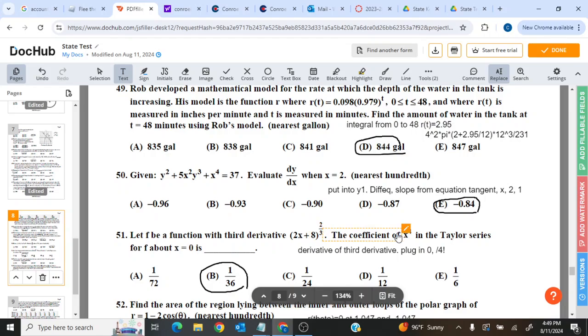And then, like we said, you have to divide it by 4 factorial, because that's how Taylor series works. And if you do that, you'll get a value of 1 over 36.